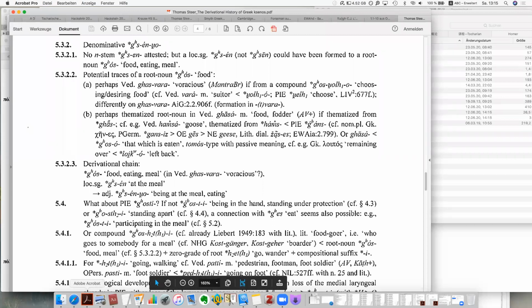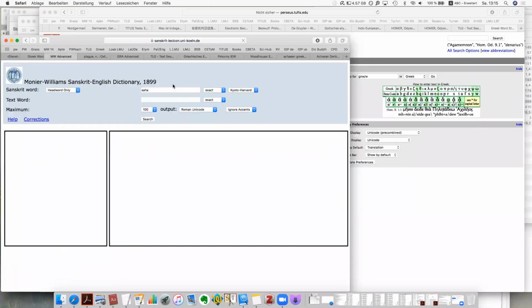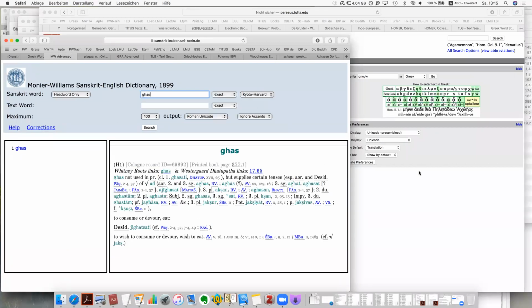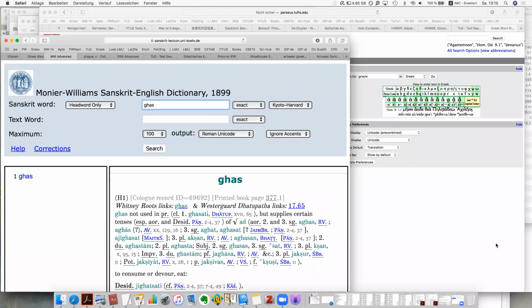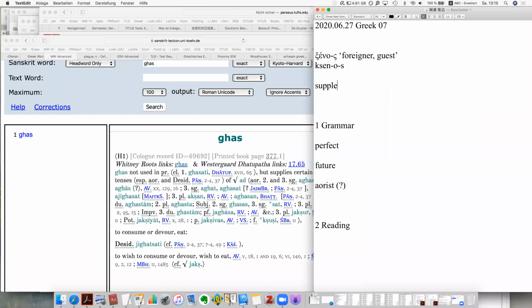If we check Sanskrit, there is a word that probably a lot of you know. This is a word which I mentioned a long time ago, called ghas. The last time I talked about ghas was on the occasion of suppletion. I talked about suppletion last time, and I asked several questions.